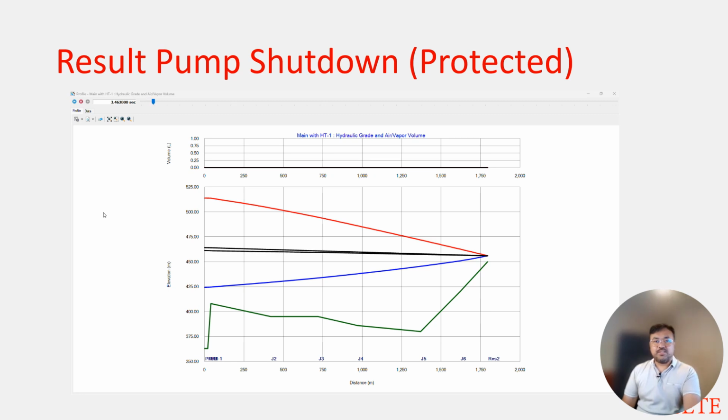Here are the results after introducing the hydropneumatic tank. So let's play. As you can see, the pressure spikes have been significantly reduced compared to the unprotected model.